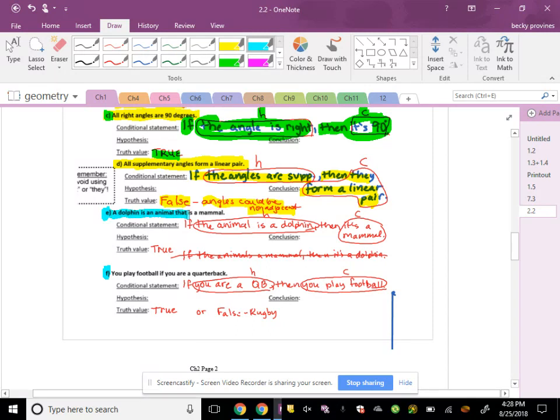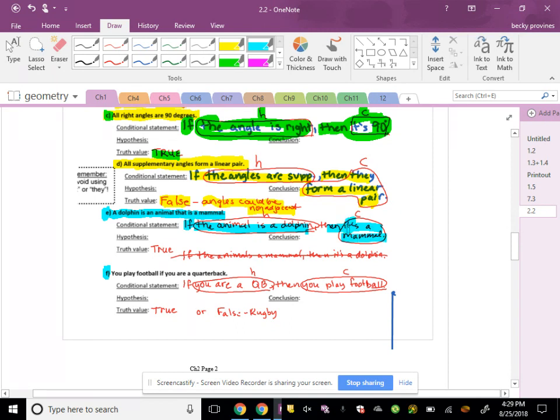Is this, first of all, in conditional statement form? You're going to say no, it's not. It says a dolphin is an animal that is a mammal. So I need to rewrite it, start with the word if. If the animal is a dolphin. Again, I am not going to say if it is a dolphin, because what is it? If the animal is a dolphin, then it's a mammal.